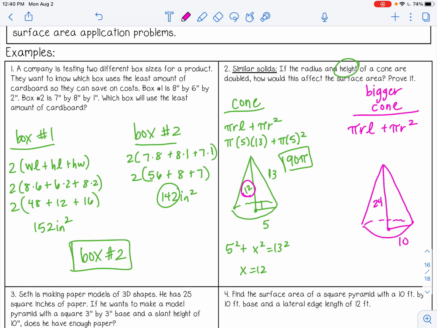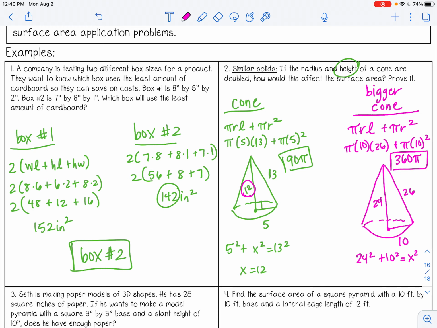We need the slant height, though, for the actual formula. Now, of course, there is a formula for a cone that has the height in it. If you want to use that, go right ahead. It's just a little more complicated. All right, so Pythagorean theorem. My slant height is going to be 26. So pi times 10 times 26 plus pi times 10 squared. Type that in your calculator, and you get 360 pi.